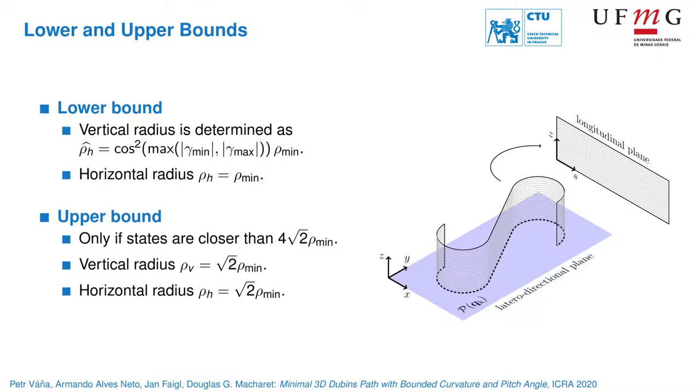An important contribution of the present paper is the proposed lower and upper bounds that are based on the same decoupled principle. The only difference is in the utilized turning radii. For the lower bound, the minimum horizontal radius needs to be determined based on the maximum value of pitch angle because it also influences the final curvature. The horizontal radius equals the minimum turning radius in this case. Such a lower bound can be easily computed and provides quite a tight estimate of the real solution cost. On the other hand, the turning radii are multiplied by the square root of 2 for the upper bound, and it can be applied only if the endpoints are far enough.